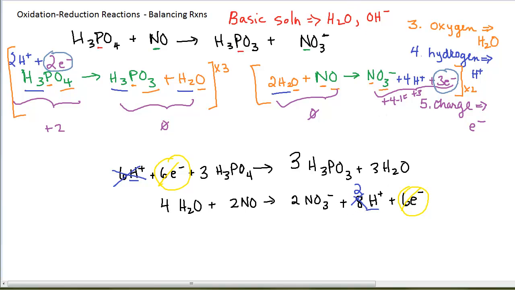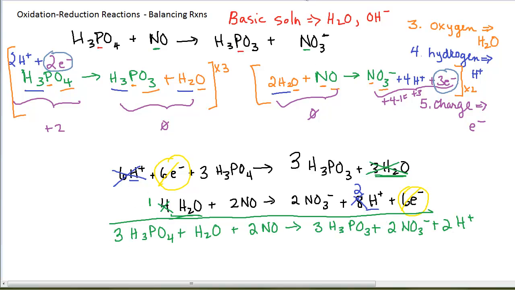Now let's look at our waters. We need to cancel some of those. I have 3 waters on the right, 4 waters on the left, so 3 of my waters cancel, and I'm left with 1 H2O. Let me add these together and rewrite it neatly.